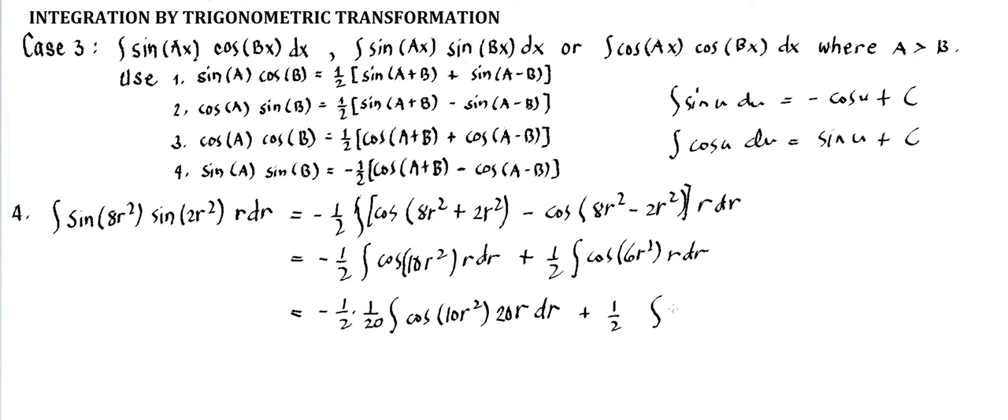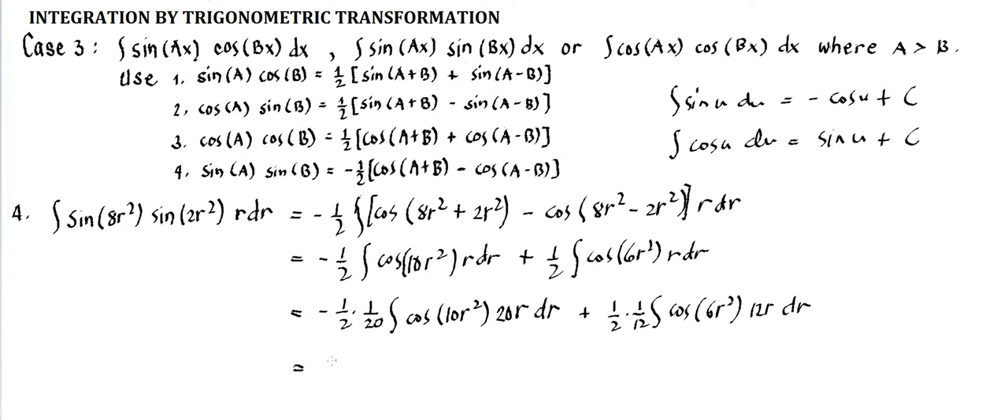integral of cosine of 6r squared. Ang derivative ng 6r squared ay 12r. So, meron tayong r. So, kulang na lang ng 12. So, 12r dr. So, at the same time, mag-multiply din tayo ng 1 over 12. So, pwede natin ngayong i-apply sa bawat term yung integral ng cosine u du equals sine u plus c.